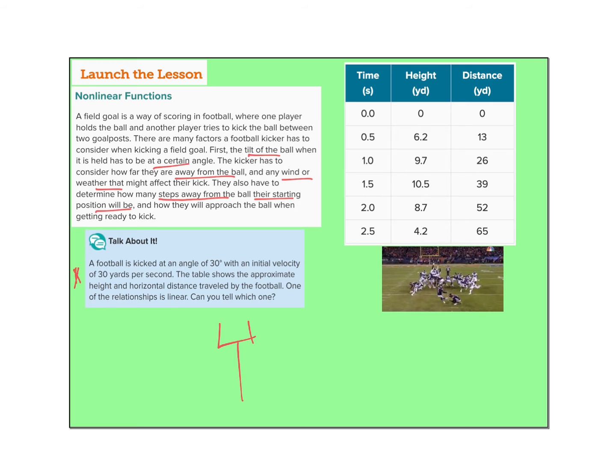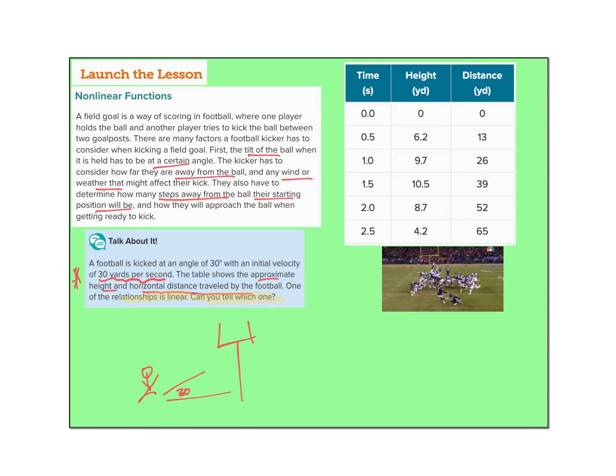So it says down here, a football is kicked at an angle of 30 degrees. So I've got my kicker and he kicks it. The angle is 30 degrees when he kicks it with an initial velocity of 30 yards per second. So it's traveling 30 yards every second. The table shows the approximate height and the horizontal distance traveled by the football. One of these relationships is linear, the other is not. Can you tell which one and how do you know?